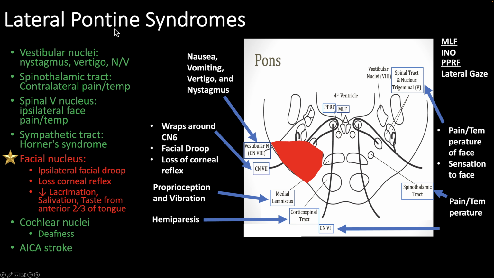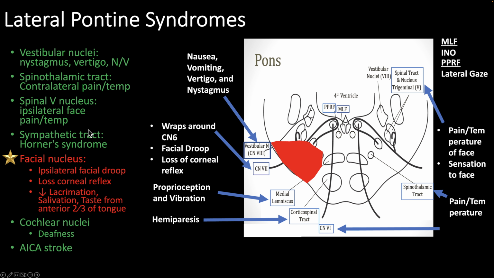Here you have the lateral pontine syndrome. As you can see, the infarct is in this particular area, so you can track where it's going on. But just to make it easy for you, you're going to get vestibular nuclei involvement: nystagmus, vertigo, nausea, and vomiting. You're going to get spinothalamic tract involvement, contralateral pain and temperature, again, because it does have to decussate at the medullary pyramids. Then you're going to get the ipsilateral spinal trigeminal nucleus, so you're going to have loss of sensation, pain and temperature of the face.